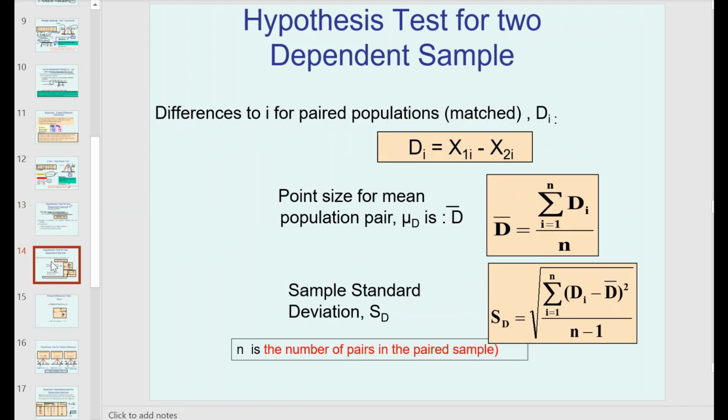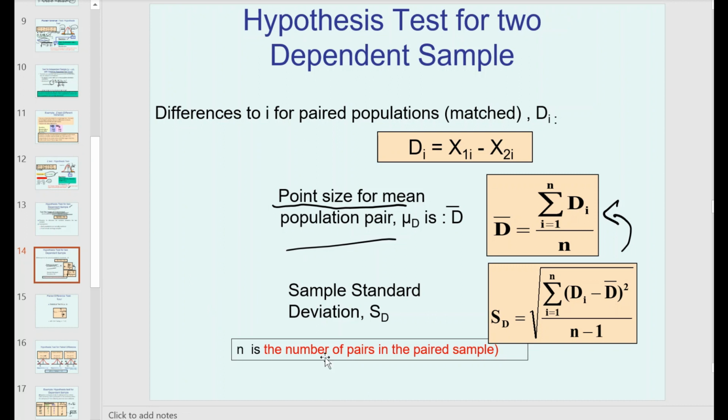Alright. So the differences for the paired population are Di. The point estimate for the mean of the paired population, mu D, is D bar. So D bar is equal to the average of the differences Di for the paired population. And for the sample standard deviation, you take each Di, the differences of the paired population, minus D bar, your point estimate for the mean of the population, and then you get the sample standard deviation.